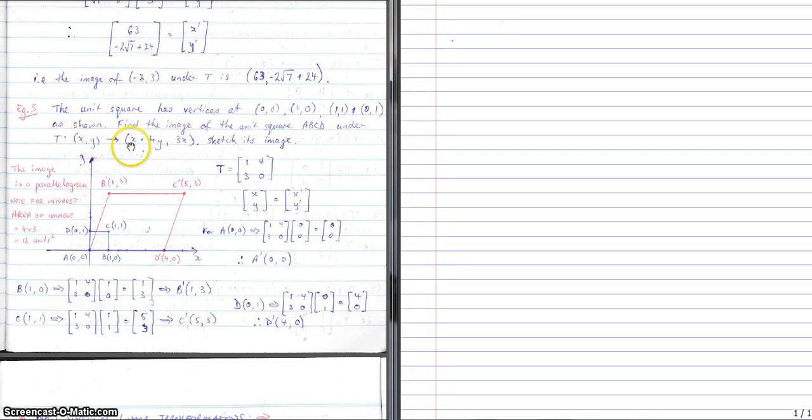Find the image of that unit square under this transformation, which is according to this rule here. The x coordinate changes to x plus 4y and the y coordinate changes to 3 times x. Now what we do is we look at each point individually, starting with point A, 0, 0. We're going to multiply using that rule we saw previously. So our transformation T can be written as a matrix 1, 4, 3, 0.